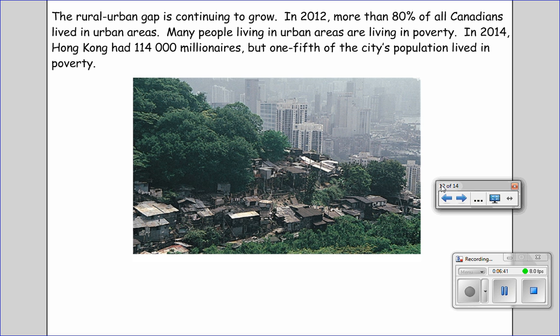And this picture really points out the divide between the rich and the poor in Hong Kong. Here in the background, you can see a major urban center with a lot of commercial buildings, whereas in the foreground, you can see what sadly has come to be known as a slum.